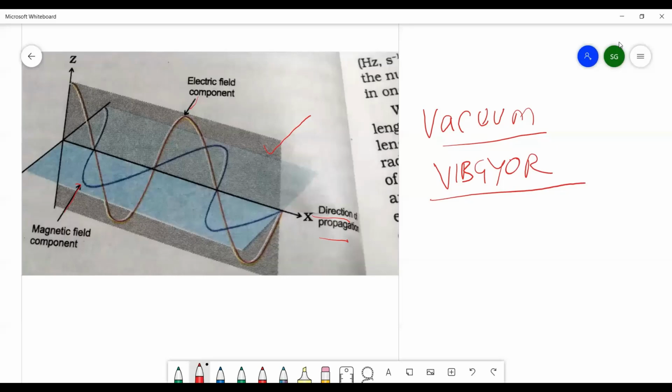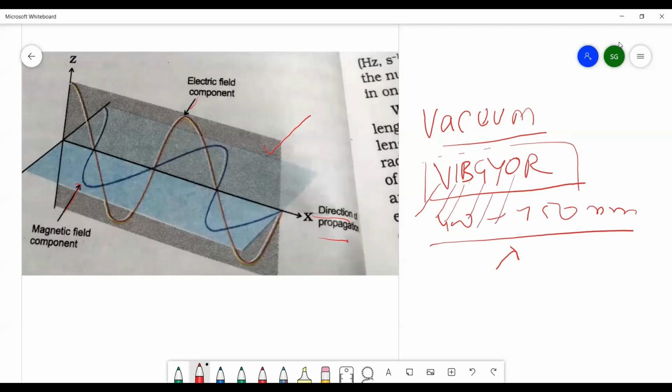This will also be given: the visible region, which is between 400 to 750 nanometers. That is the wavelength range of VIBGYOR: violet, indigo, blue, green, yellow, orange, red. It is a very narrow part of the electromagnetic spectrum, and it is the only region visible to us. Different units are used to represent the different electromagnetic radiations; the units may differ, such as nanometer and picometer, for the electromagnetic spectrum.